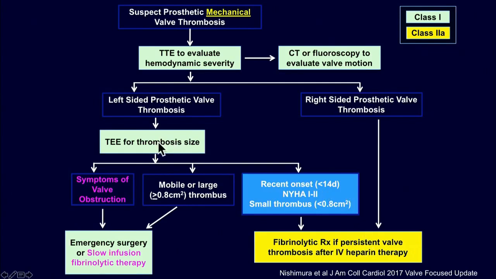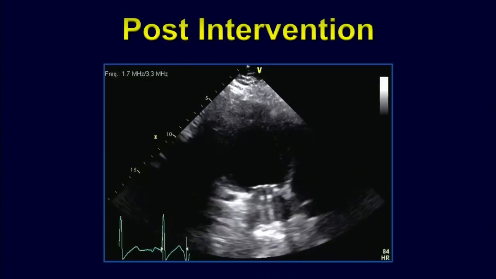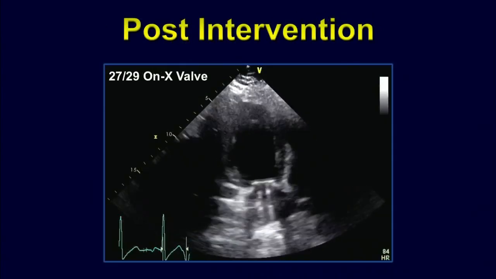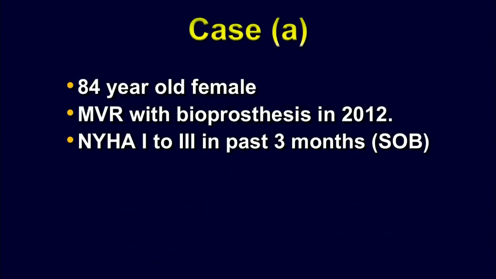So there still is a role for TEE to look at thrombus size, notwithstanding the fact that if you have a large mobile thrombus in a hemodynamically very unstable patient, this may favor your approach to surgical intervention over slow infusion fibrinolytic therapy. This patient underwent valve replacement with a 27/29 On-X mechanical valve.